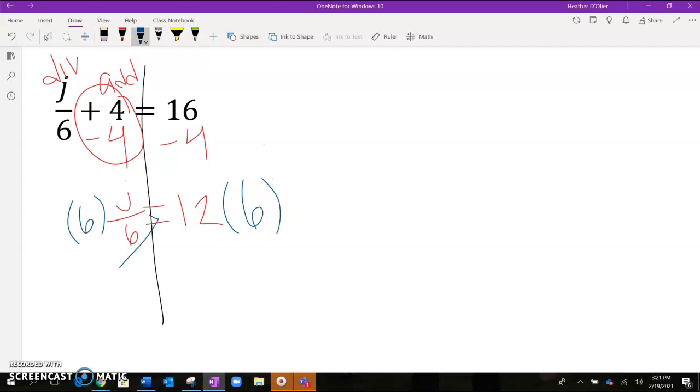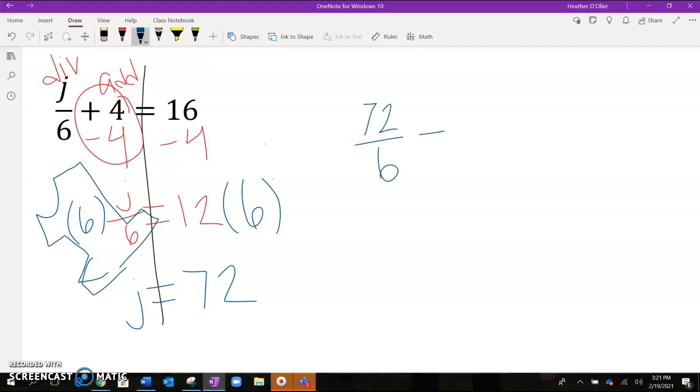And again, that still makes a 1 because they divided by 6. Oh, dang it, I had it. They divided by 6, so we multiplied by 6. 6 divided by 6 is 1. And we get that j actually equals 72, right? Yeah, because 6 times 11 is 66. Yep, 72. And then when I substitute it in over here, 72 divided by 6 plus 4. Well, 72 divided by 6 is 12. 12 plus 4 is 16.